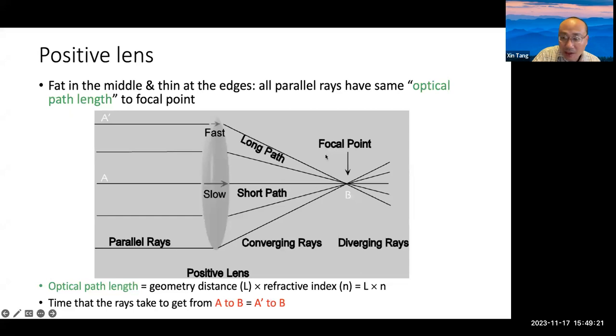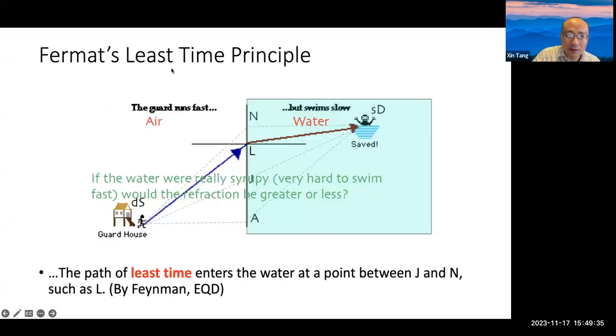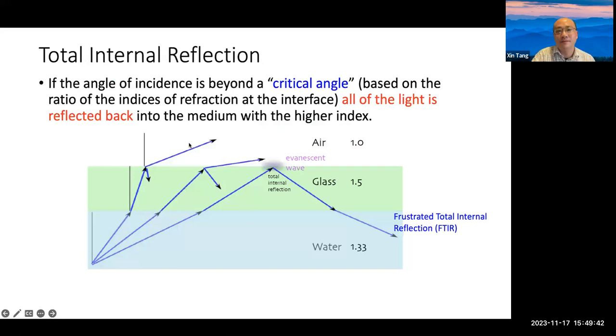Okay, this is a very useful principle. But in real optical design, we actually don't need to use it. This just explains why they converge at one point. Okay, and Feynman also put this story here. You can read it. Okay, now most important is this one.